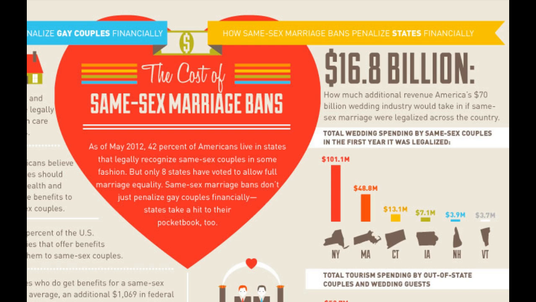At the top right, we see that we're now visualizing how much states could gain economically if they supported and approved gay marriage, $16.8 billion in total. This dollar amount is broken down further by state, each state represented by an icon, a color, and a bar length, again visualizing the information in multiple ways.